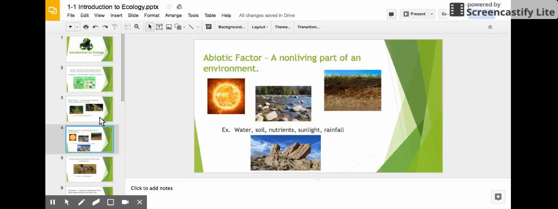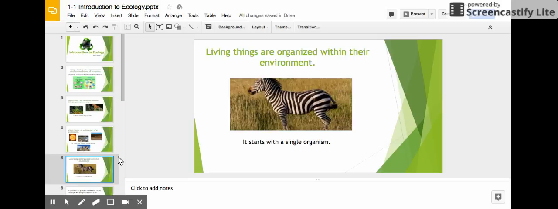Then an abiotic factor is the non-living part of the environment. It's the amount of sunlight, the amount of water, rainfall. Is there a big body of water like a lake or a river? The soil: what sorts of nutrients are found in it? Is it sandy soil? Is it clay? Is it rich and full of nutrients and good for plants to grow? Minerals and rocks, those sorts of things. When you see the letter A at the start of a word, that means not. So an abiotic factor, not. Bio is living, not living.